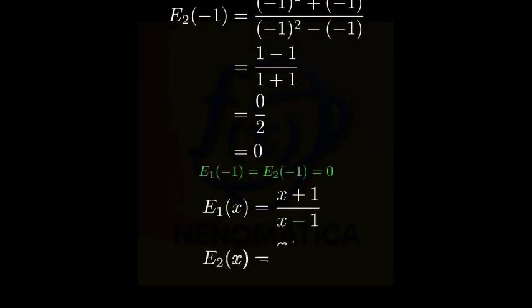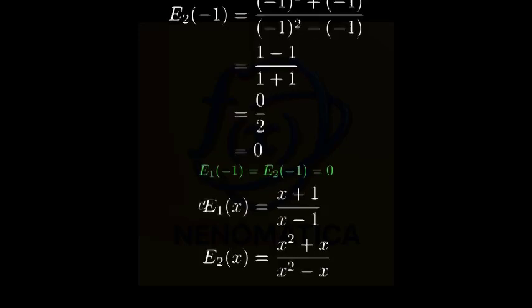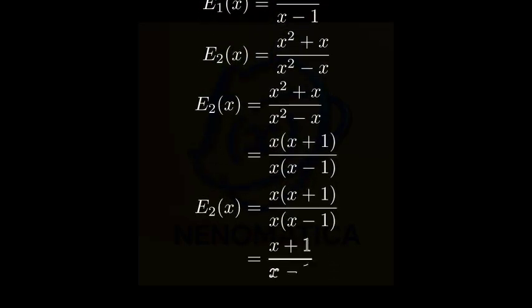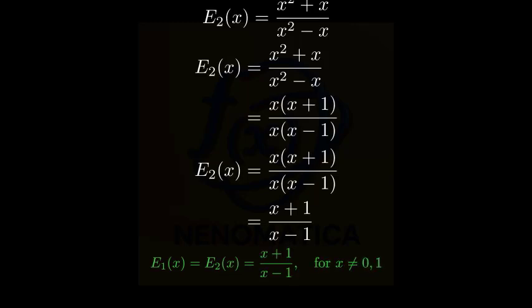Let's look more closely at these two expressions to understand why they give the same values. If we factor out x from both the numerator and denominator of the second expression, we get x times the quantity x plus 1 divided by x times the quantity x minus 1. The x terms cancel out, and we're left with exactly the first expression. This is why both expressions produce the same result for any value of x except 0 and 1, which make the expressions undefined.